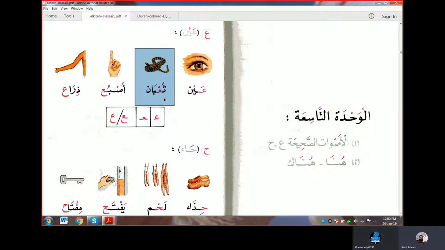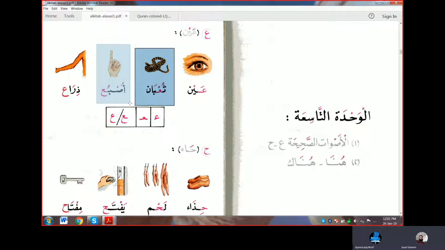And thuban. Is this a th sound? Is that three dots? Thuban means snake, yes, three dots. Here we have three dots. So thuban means snake.